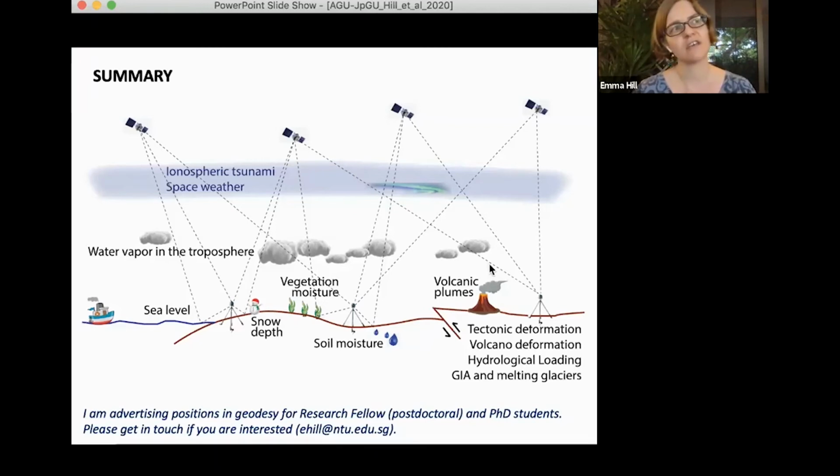And another exciting thing about it is that because all this is being measured from the same device, from the same system, it allows us to think about the whole Earth system in a more holistic way. We can start thinking about how these different processes connect with each other in many cases.